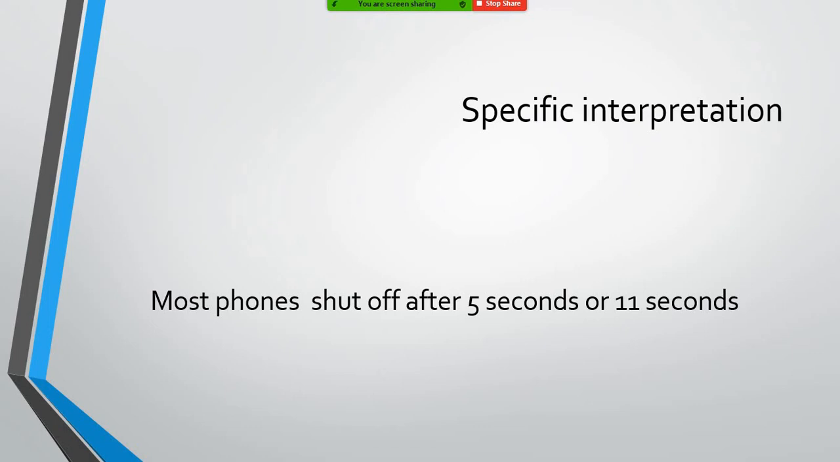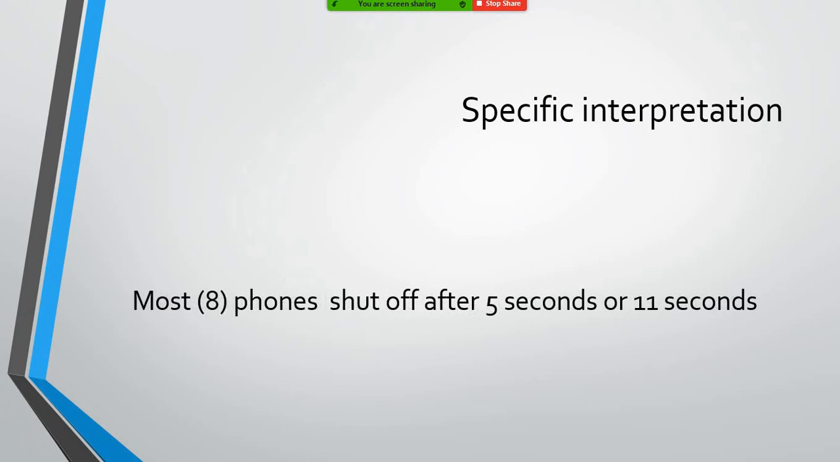We can also indicate the number of phones or the number of sample units that is being described in this way. We can say that most phones, highlighted there is the number 8 because there are 4 phones that shut off after 5 seconds and 4 phones that shut off after 11 seconds. So combining the two modes, we'll have 8 phones. So most phones, which is actually 8 phones, shut off after 5 seconds or 11 seconds.